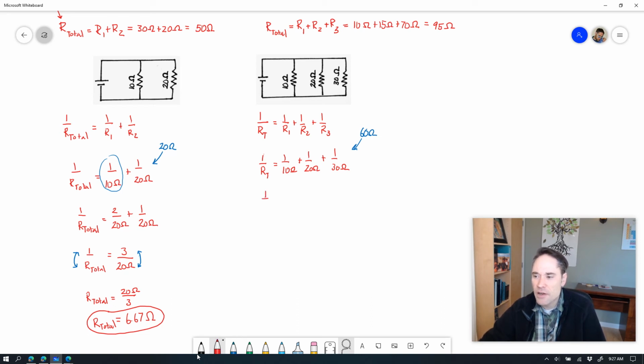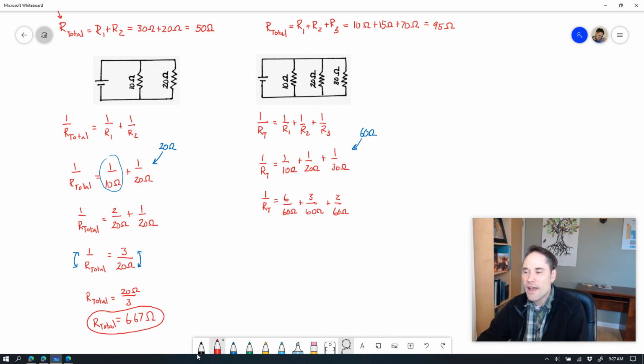So in order to make that happen, I've got 1 over R total. And if I need to get this to 60 ohms, then I need to multiply by 6. So I've got 6 over 60 ohms plus, and if I need to get 20 to 60, I need to multiply by 3. So I've got 3 over 60 ohms. And then the last one, I need to multiply by 2. So 2 over 60 ohms as well. There we go. That looks much better.